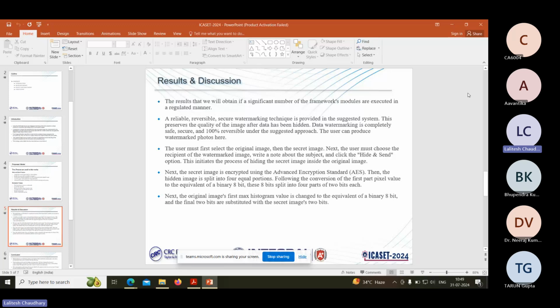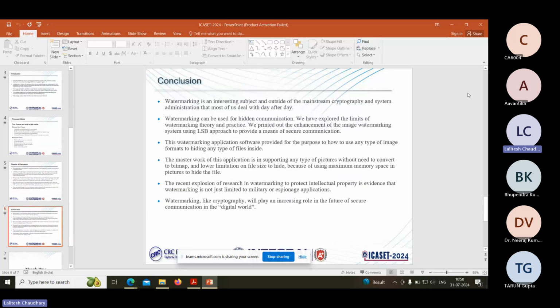Then the hidden image is split into 4 equal portions. Following the conversion of the first part's pixel values to the equivalent of a binary 8-bit, these 8 bits are split into 4 parts of 2 bits each. Next, the original image's first max histogram value is changed to the equivalent of a binary 8-bit, and the final 2 bits are substituted with the secret image's 2 bits.